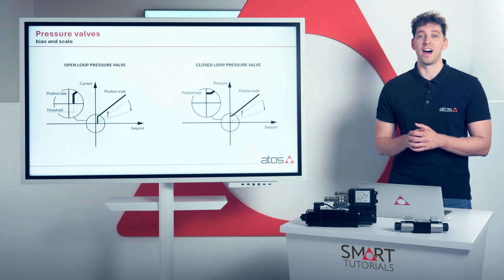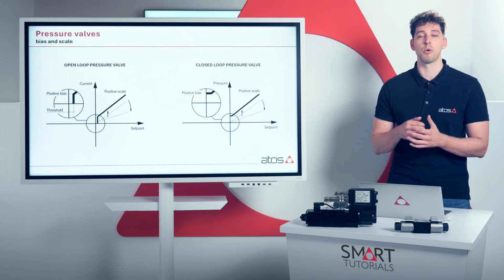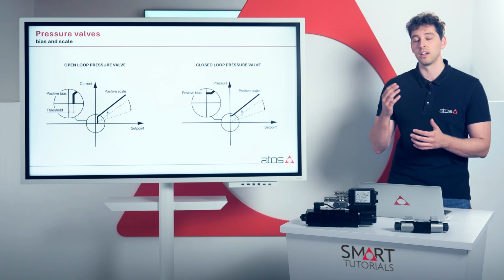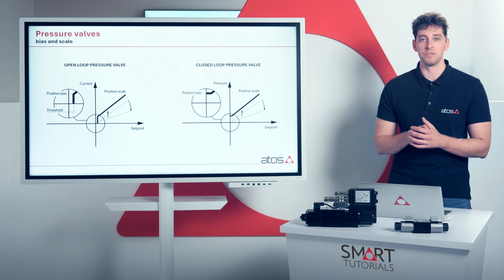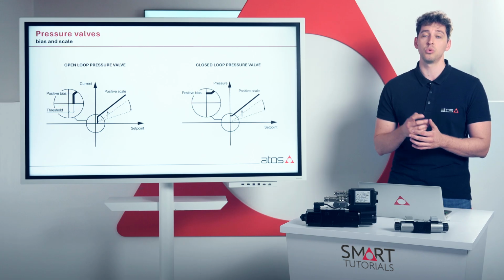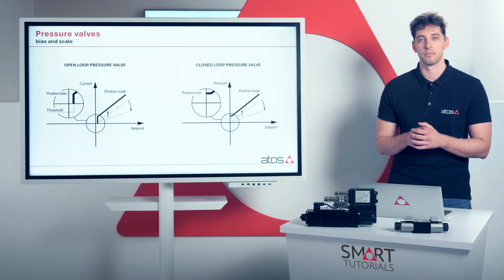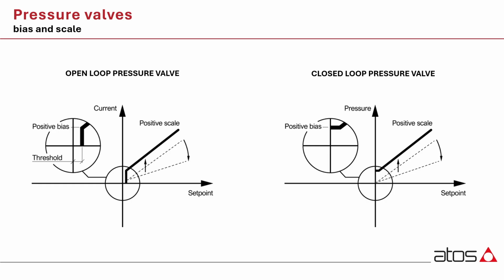Until now, we have analyzed directional and flow proportional valves with positive and zero spool overlap. Now we'll talk about pressure valves, and in particular for pressure valves, bias corresponds to the minimum regulated pressure. The procedure for open-loop pressure valves is the following. For relief valves, set the set point slightly above the threshold, for example at 2.1%, and then increase the bias until the pressure starts to rise.